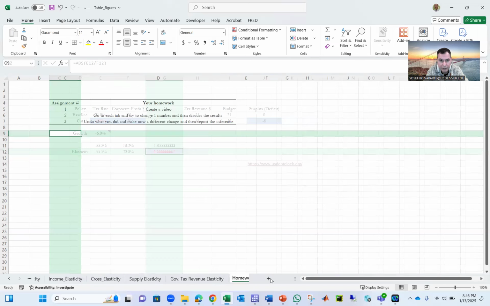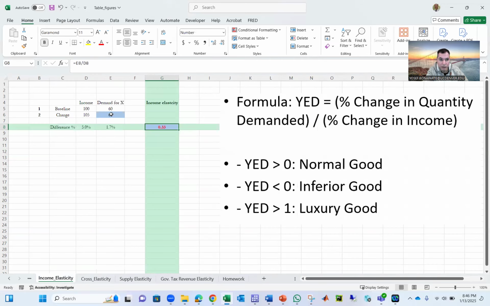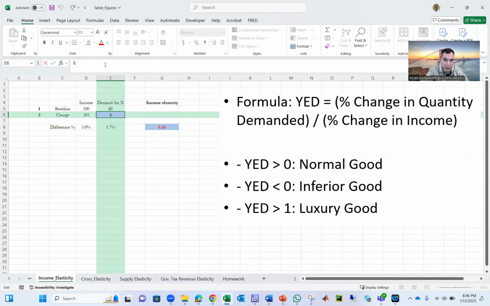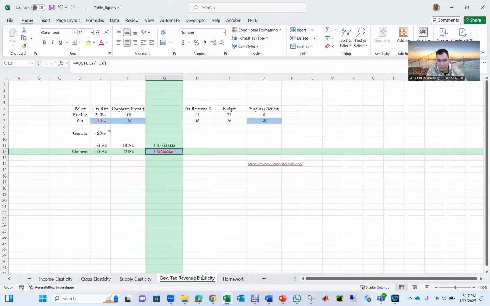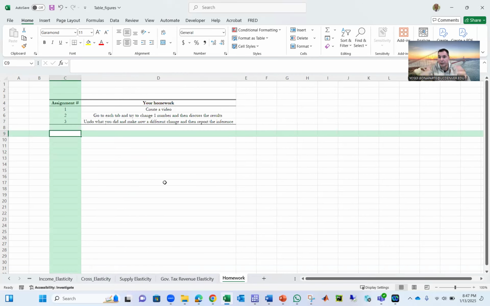Your homework is here. Create a video, go to each tab, try to change one of those, and report on what you learn from it. So for example, you change this to 58, then what do you learn? It's below zero, so inferior good. Then do it, for example, 67. So what do you learn? Just go tab by tab, make changes, and put that in your videos.